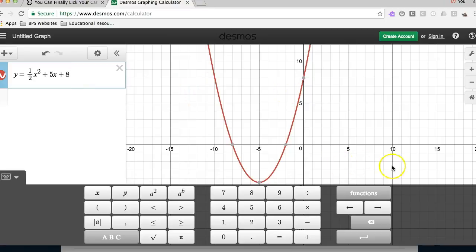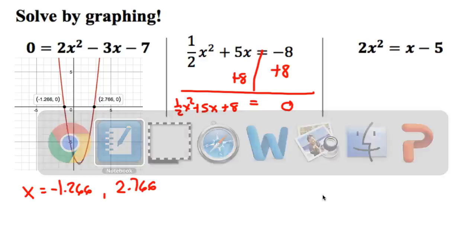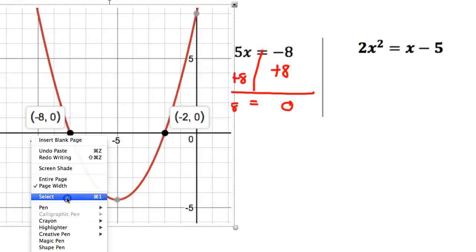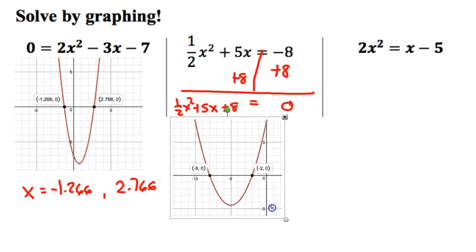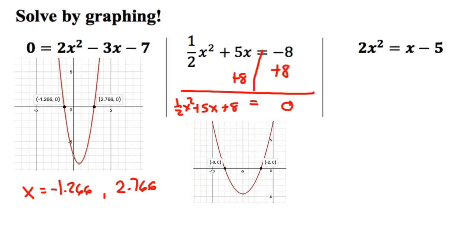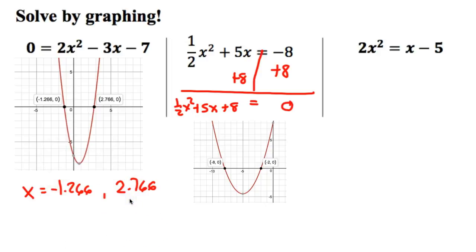There we go. This one I can see it pretty well. I click right there, ba-boom, right there. Alright, we got some nice looking numbers. I'm gonna take a picture of this, put it back. So with this one, our solutions will be -8 and -2. Alright, so with this one, x equals -8 and -2, because there they are right there.